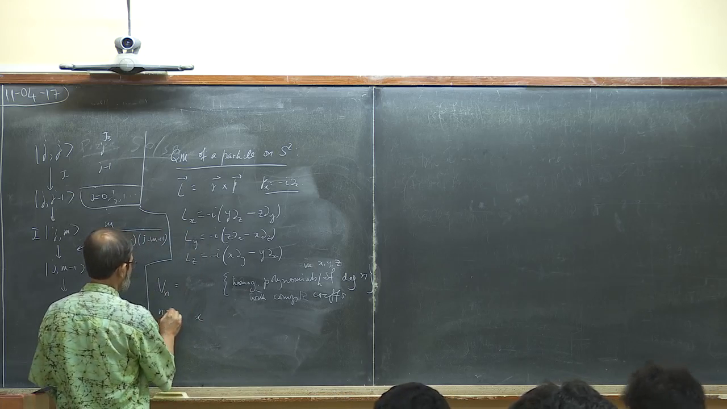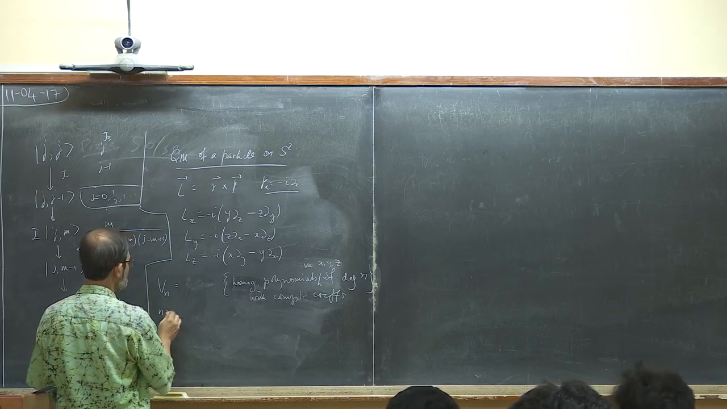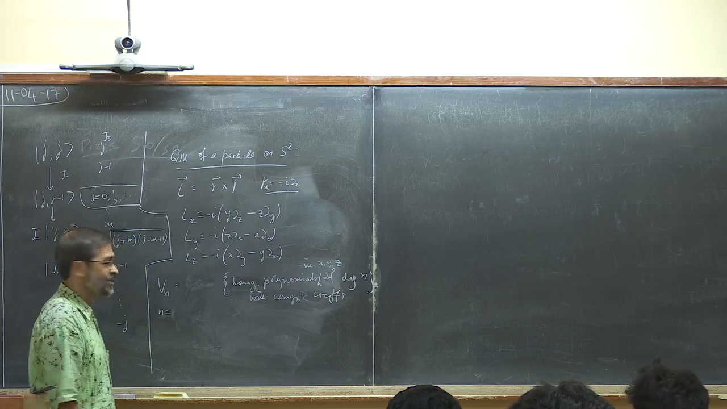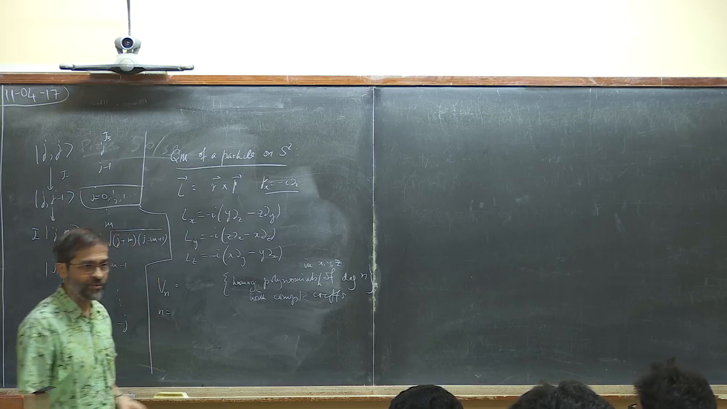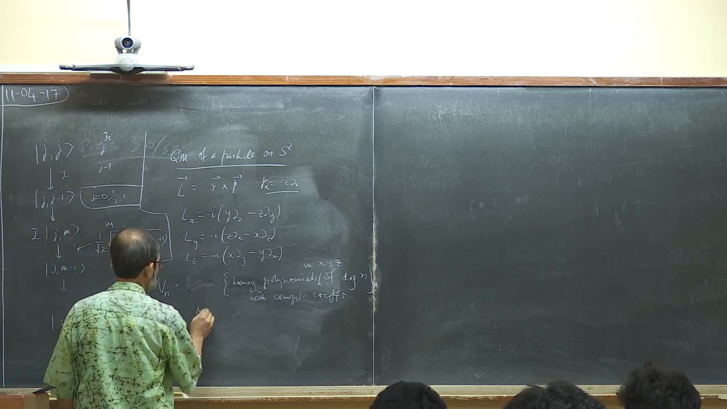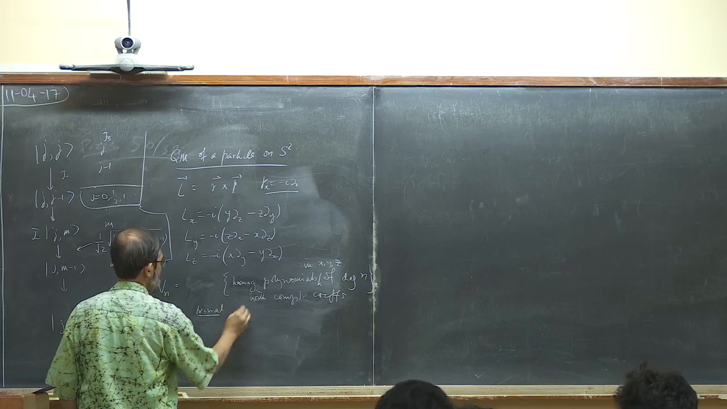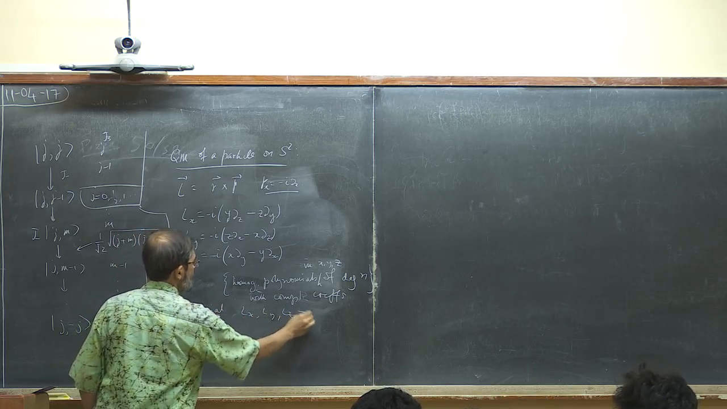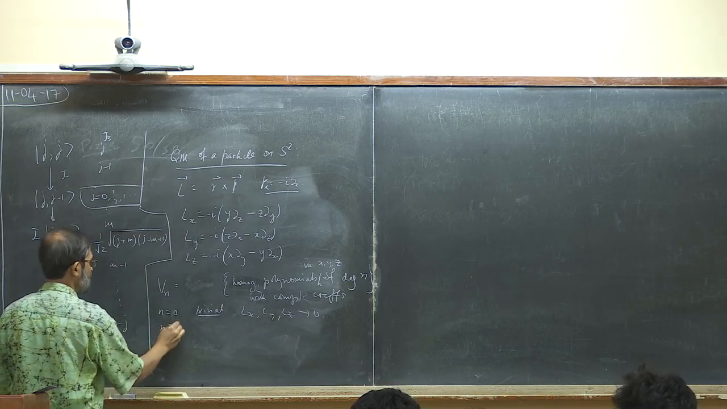n equal to 0 is constant. That of course is trivial because Lx, Ly, Lz, all of them kill it, and I get a 0. So that's a trivial representation. All of these give 0.